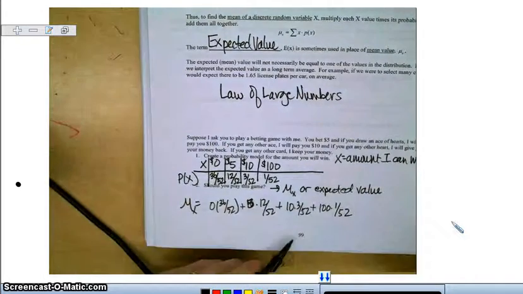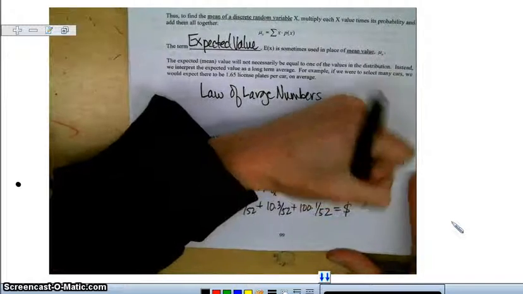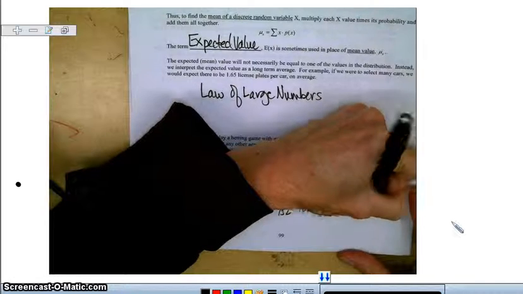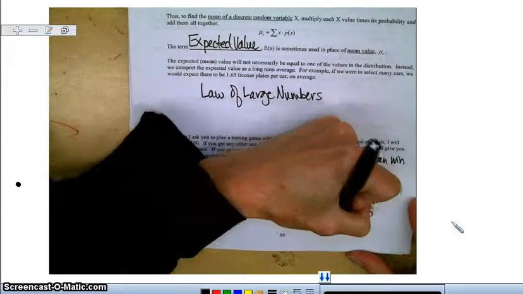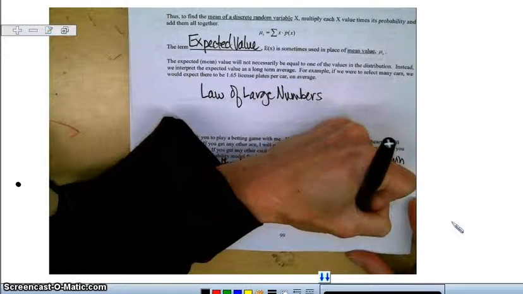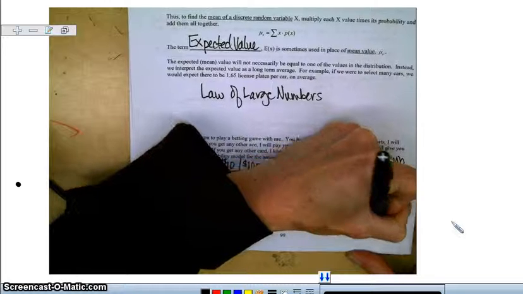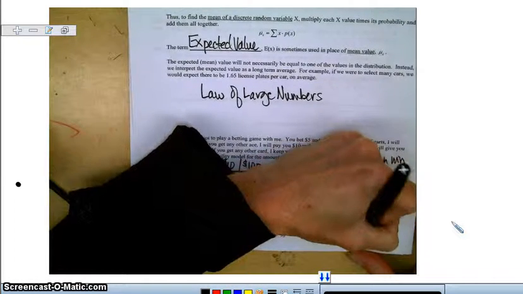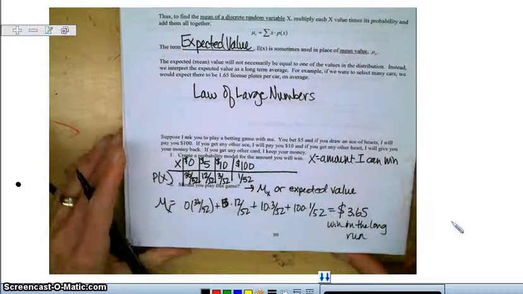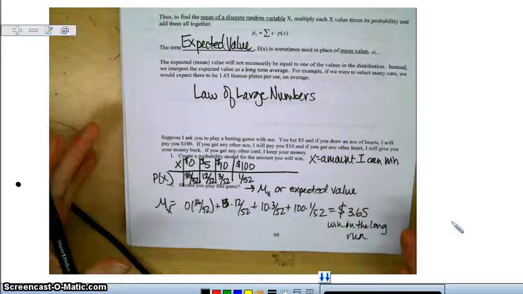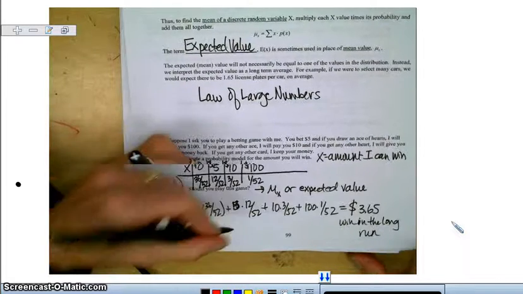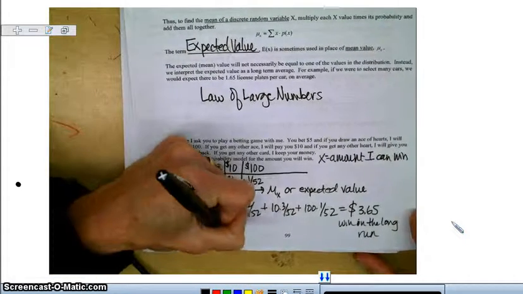And if you do that on your calculator, you get that you can expect to win on average $3.65 in the long run if you play a lot. So should you play this game? If you have to put $5 down, in the long run you're only going to win $3.65. I would say no, don't play. It's a waste of money.